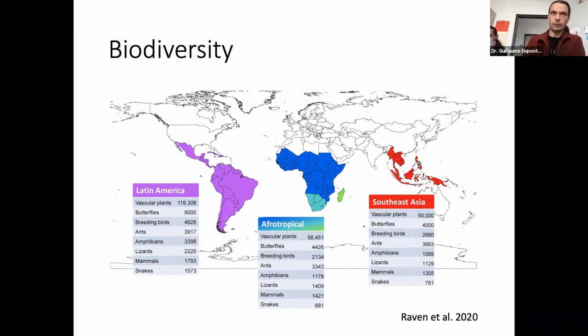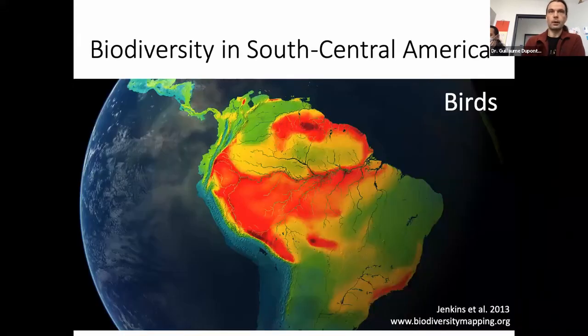So climate is one observation. We have a diversity of ecosystems. We can look in more detail, and I recommend you, which I did in the first lecture on biodiversity, look at this website, biodiversitymapping.org. You can download these maps and you can play around with them and you can measure this.